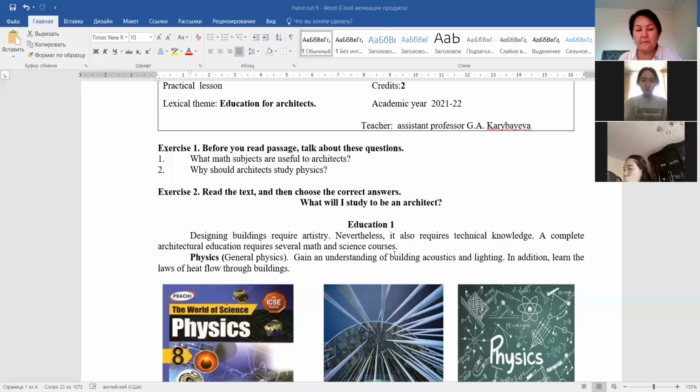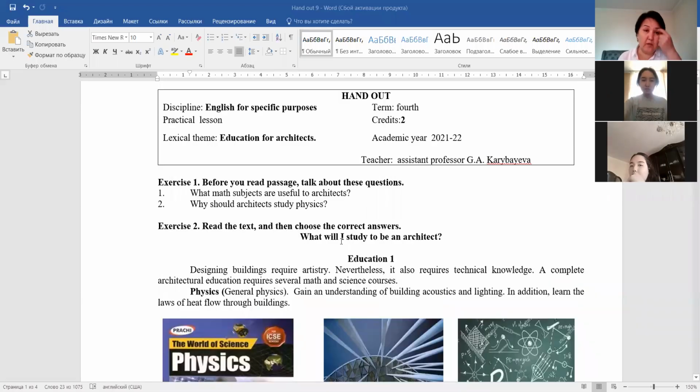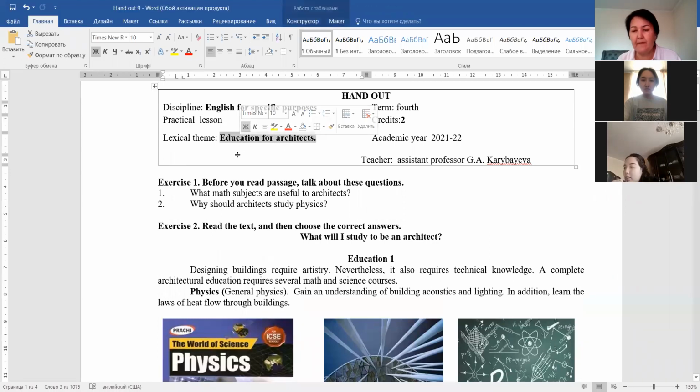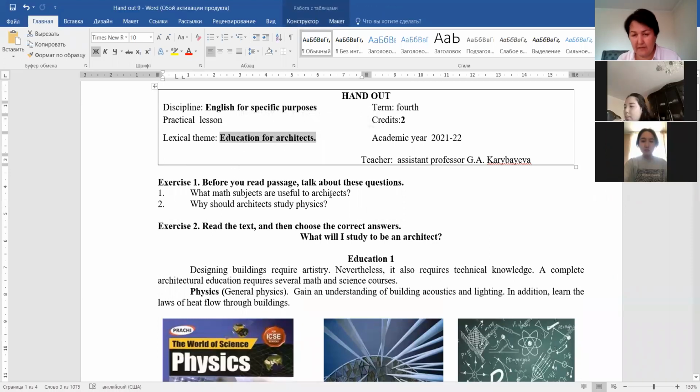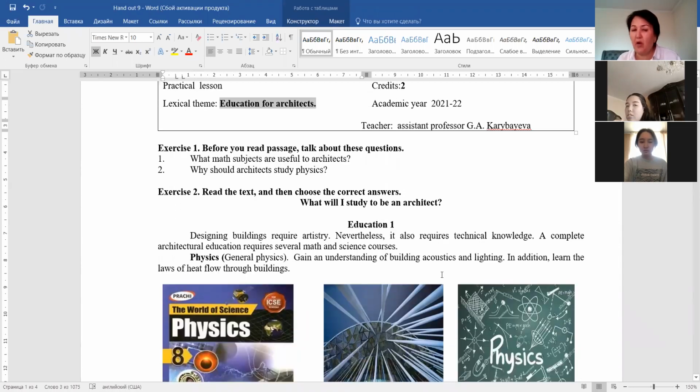So let's begin our lesson. We are going to work on handout number 10, practical lesson. What is the lexical theme of this handout? Lexical theme, education for architects. Yeah, education for architects. So before we work on the text, you have to answer these questions.